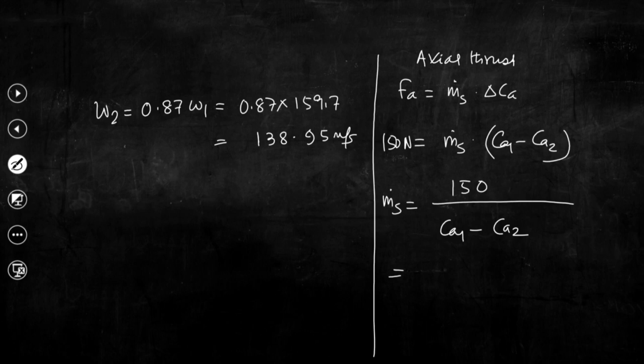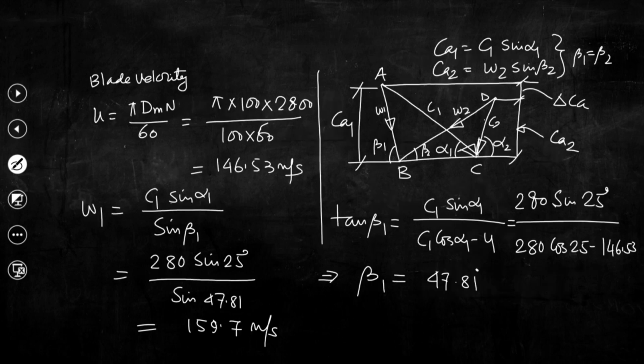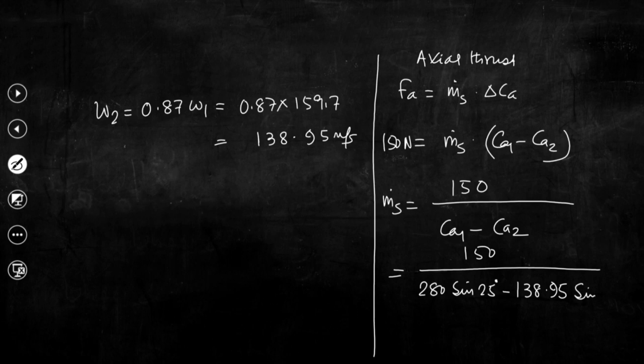So, this is 150 divided by C1 sin 25 minus W2, which is 138.95, times sin beta 2. Since beta 2 equals beta 1, that is 47.81, and if we calculate, we will be getting 9.75 kg per second. So, you can check again. So, this is 9.75 kg per second. So, this is what we could calculate.